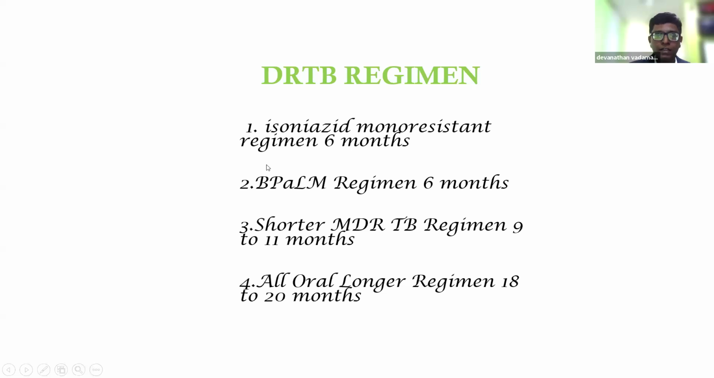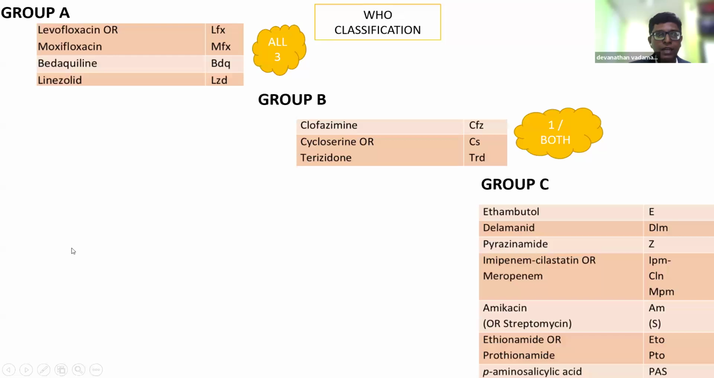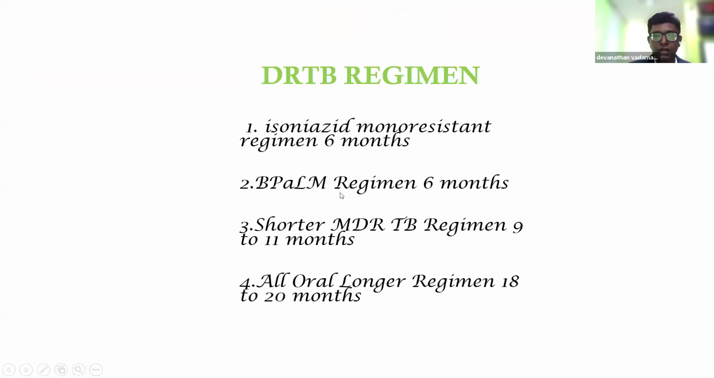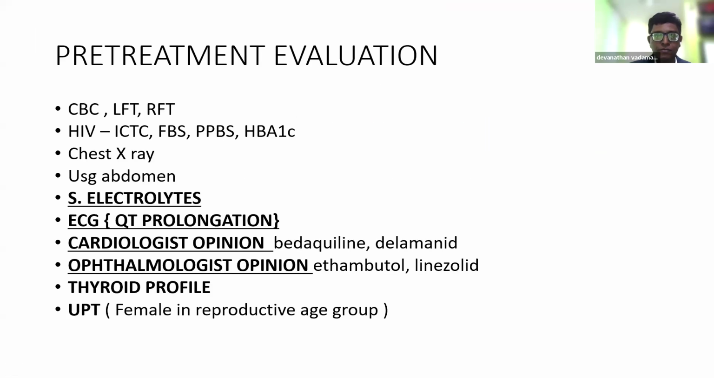For MDR, that is resistance to rifampicin and isoniazid, we have 3 regimens. One is the BPaL-M. We have 4 drugs over here: bedaquiline, pretomanid, linezolid, and moxifloxacin. We give it for 6 months duration. The shorter MDR is an 11 months regimen, and the longer MDR is a 20 months regimen. This is what I told. The 20 months regimen, how we frame it is, we take 3 drugs from group A and 2 drugs from group B. This is the longer MDR regimen for 20 months.